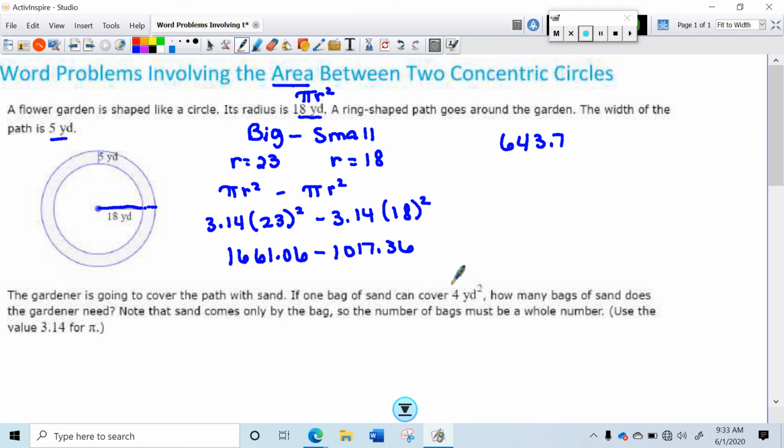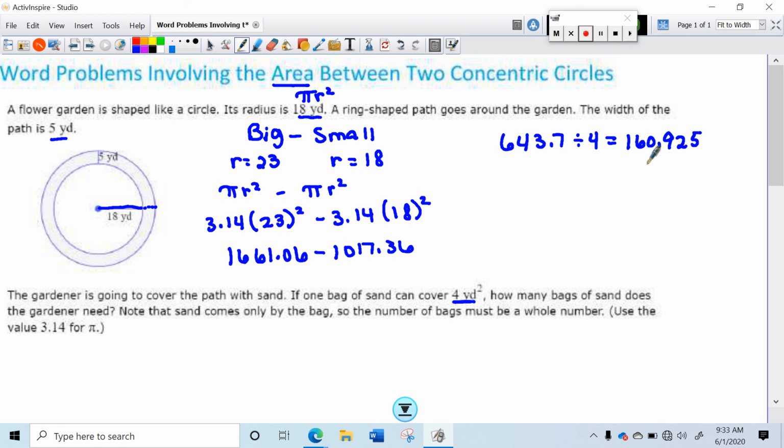643.7. However, the gardener is going to cover the path with sand, and one bag of sand can cover 4 yards squared. So you want to divide this by 4. When you do that, you get 160.925.